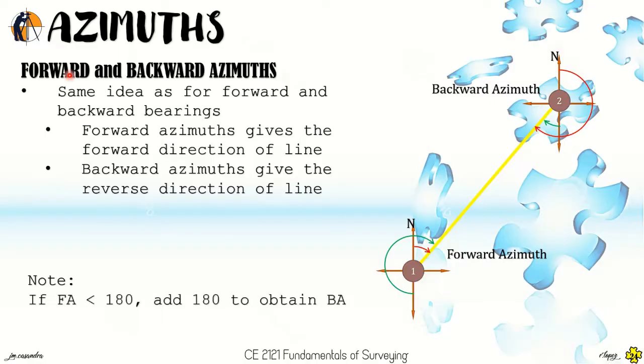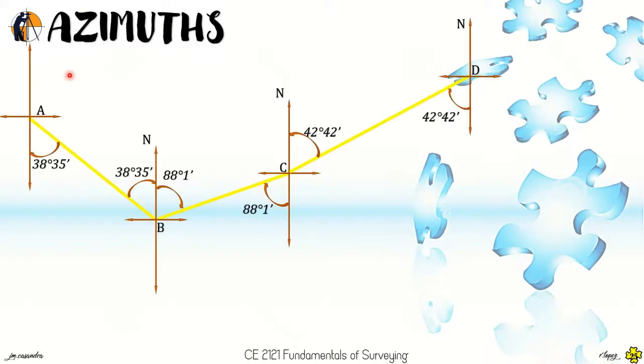So take note that if our forward azimuth is less than 180 degrees, we add 180 degrees to obtain our backward azimuth. And if we have a forward azimuth greater than 180, we subtract 180 degrees to obtain the backward azimuth. As an example for forward and backward azimuths, let's take the series of lines created by points A, B, C, and D.